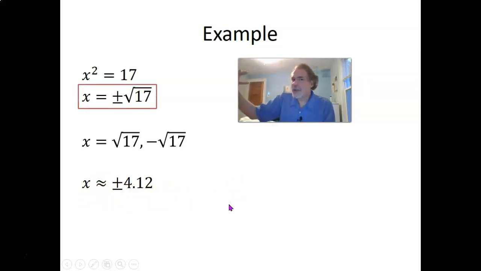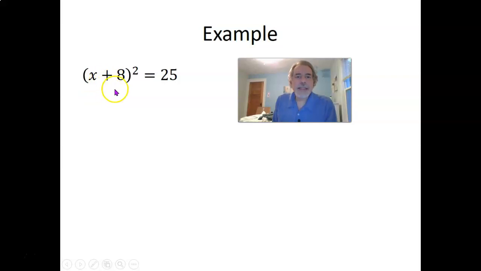So if I ask you to solve a quadratic equation, you can just leave it like this, unless I specify that I want a decimal approximation. And if I ask for that, then you ask your calculator what this is and give me the decimal version, which in this case would be positive and negative approximately 4.12.